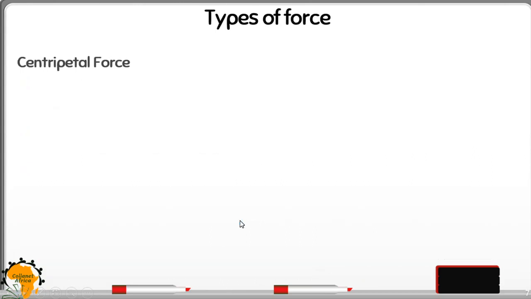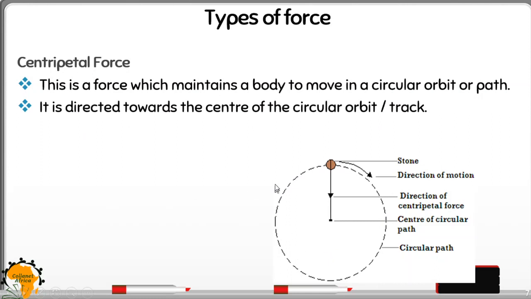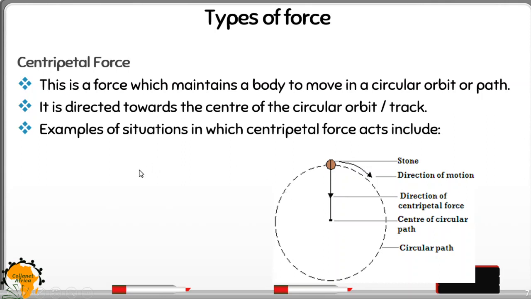We move to another type. We have centripetal force, and this is the force that maintains a body to move in a circular path. The word circular comes from the word circle. So it's like the body is moving in this circular path. This force that maintains this body to follow this path is what we call the centripetal force, and it is always directed towards the center of the path. An example of a situation in which centripetal force acts includes when you are wheeling a stone tied to a string.